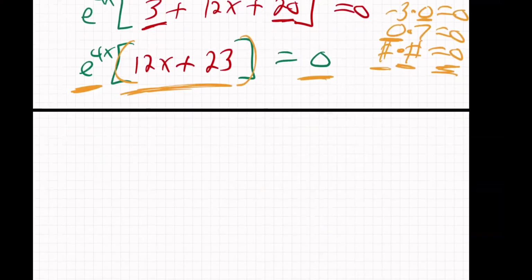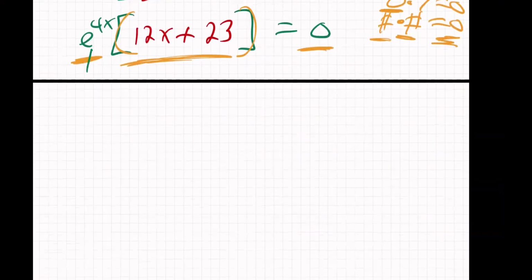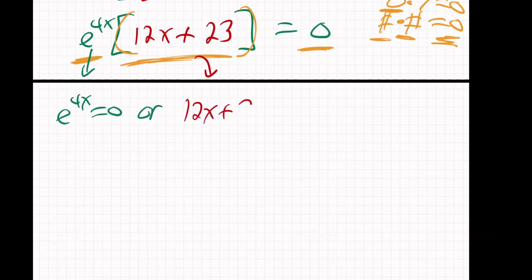So we're saying, oh, so that means the first one could be 0, or the second one could be 0, right? That's just logical, right? If two things are multiplying to equal 0, the first one could be zero or the second one could be zero. How about this one?